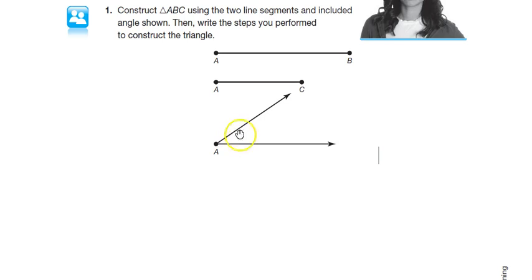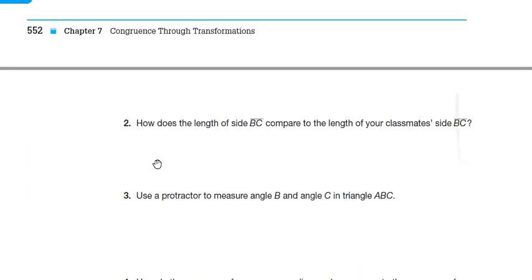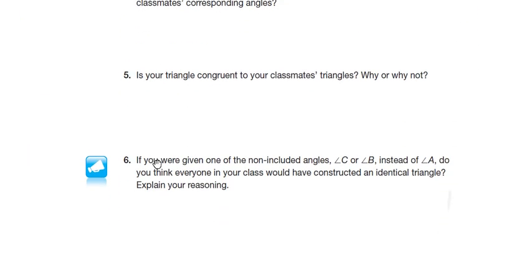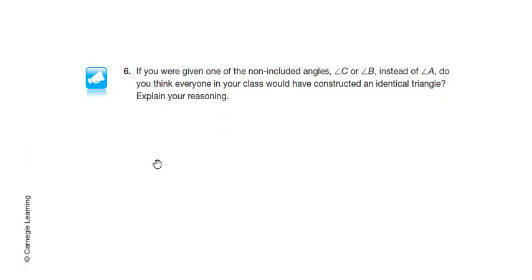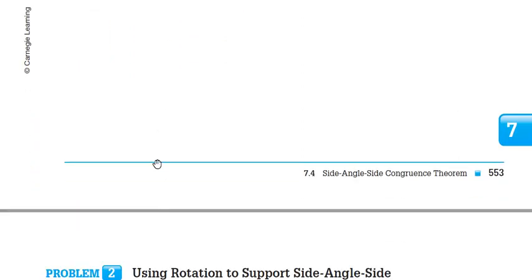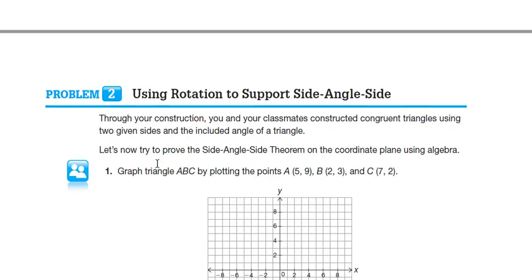So this is an angle we call an included angle. It's the angle that is included by the two sides that are defined. And if you have that, you have side, angle, side, and you're going to be congruent. That's the observation that you're supposed to make there. And it says, if you're given one of the non-included angles, do you think... everyone should be able to answer that question now.